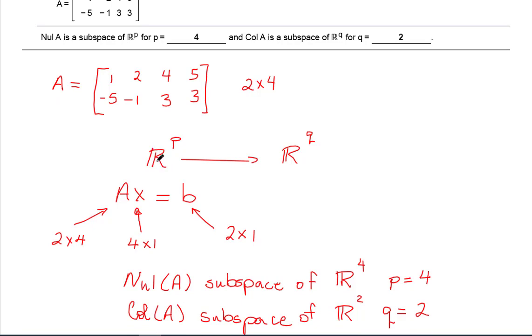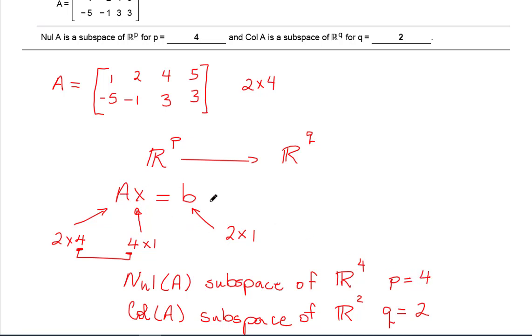If it operates on something in RP, well, A is 2 by 4. And to operate on something X, the number of columns of A has got to match the number of rows of X. So that means that has to be a 4 by 1. So the null space of A is going to be a subspace of R4, so P is 4.